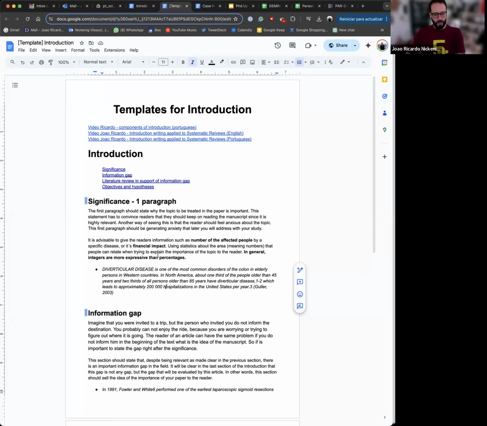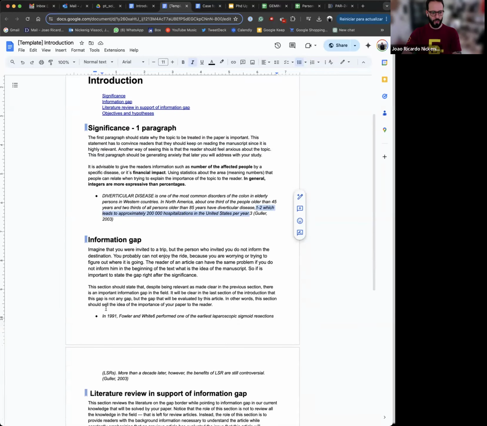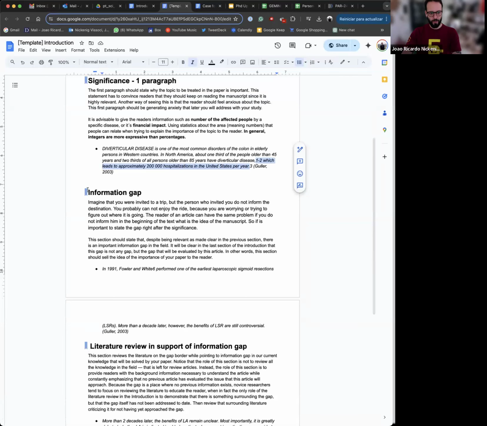So that's what the significance is about. I also like to think that the significance should always end with a statement that is leading to the gap, right? Because that's the second part of the introduction, which is likely the most important part of the introduction. What is the information gap? Every scientific project needs to have a gap they are trying to fill, a gap of evidence. That's what we write in the introduction.